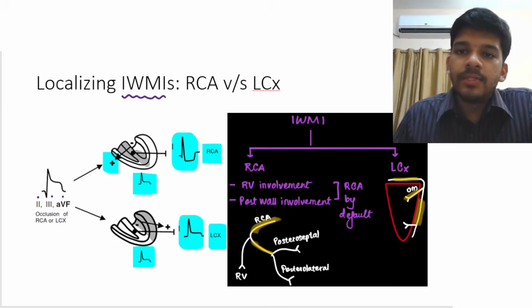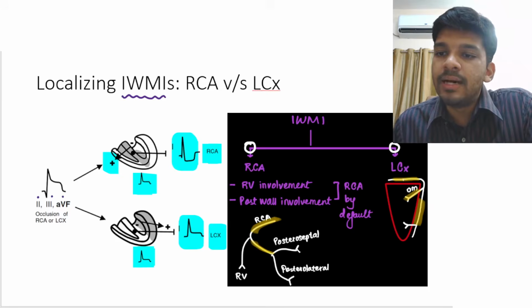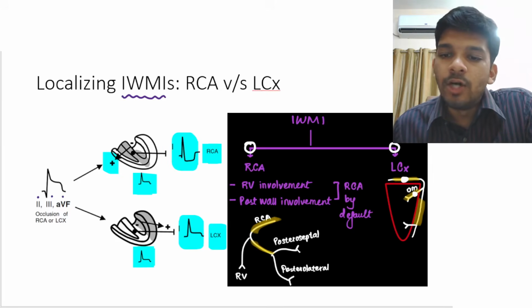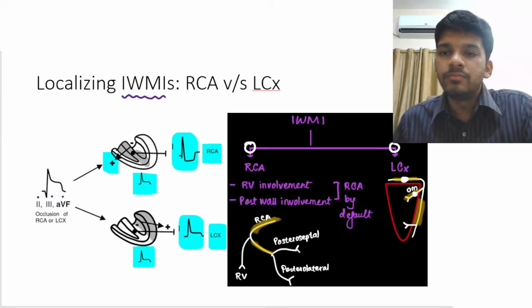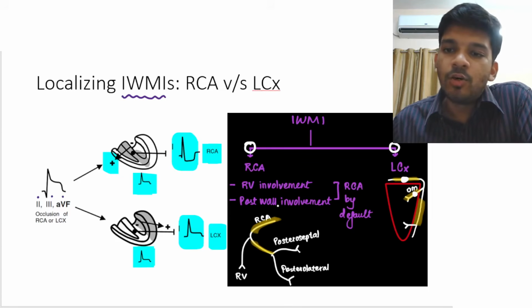Now the concept here is that inferior wall MIs can localize to either the right coronary artery or the left circumflex. As we discussed, in the case of the left circumflex, they are either proximal to the obtuse marginal or in the obtuse marginal, meaning they are not involving the proximal part of the left circumflex. Some features of the right coronary artery.